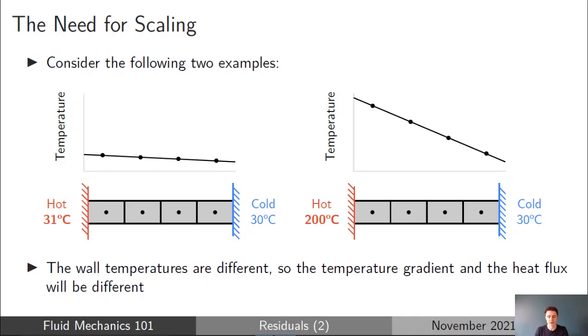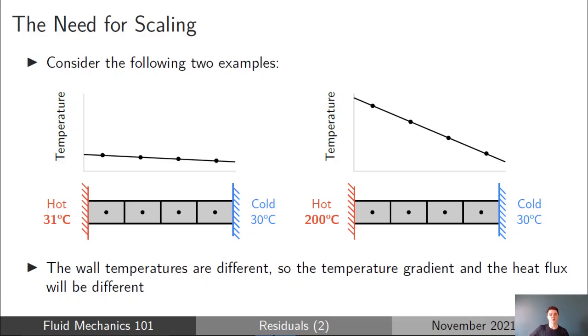And for the case on the left, I've got the hot end of the bar at 31 degrees C and the right end of the bar at 30 degrees C, so a very small temperature difference there, only 1 degree. And in the case on the right, the temperature of the left end of the bar is really hot, say 200 degrees, and the temperature on the right is 30 degrees. And so, of course, because the wall temperatures are different, we expect the gradient of that final solution to look different when we solve the problem.